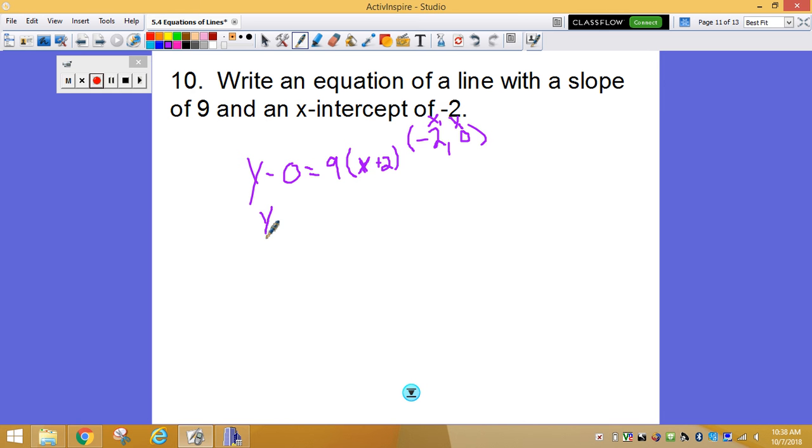Slope intercept, we're going to distribute. 9 times x is 9x. 9 times 2 is 18. Move your 0 over. That's not really going to change anything. Hopefully you've realized that by now, but I'll do it anyway. Plus 0. So slope intercept is y equals 9x plus 18.